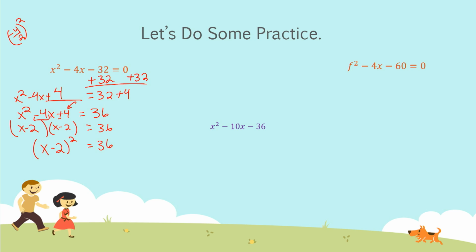All right, get that x by itself, so I'm going to take the square root on both sides of my equal sign. X minus 2 equals plus or minus 6. Cannot forget that, plus or minus 6. Then I'm going to add 2 to both sides. So x equals 2 plus or minus 6.